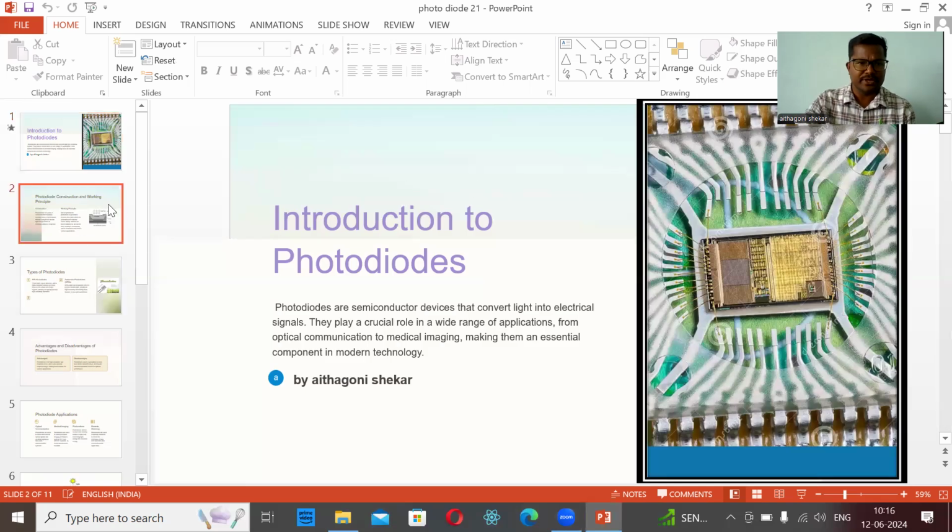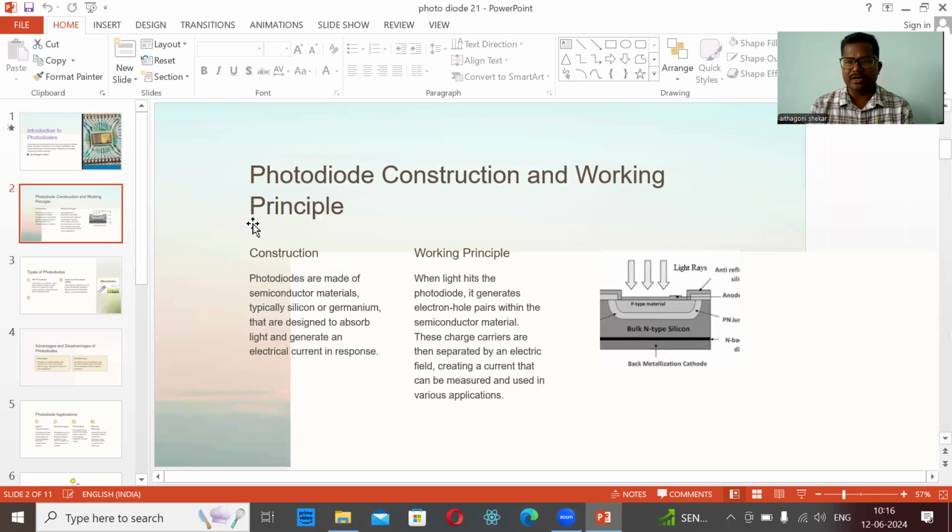Next, photodiode construction and working. How is a photodiode constructed? The photodiode is made up of semiconductors, which are of two types: one is intrinsic semiconductors, another is extrinsic semiconductors. Typically, silicon or germanium, and either p-type or n-type semiconductors, are used in photodiodes.